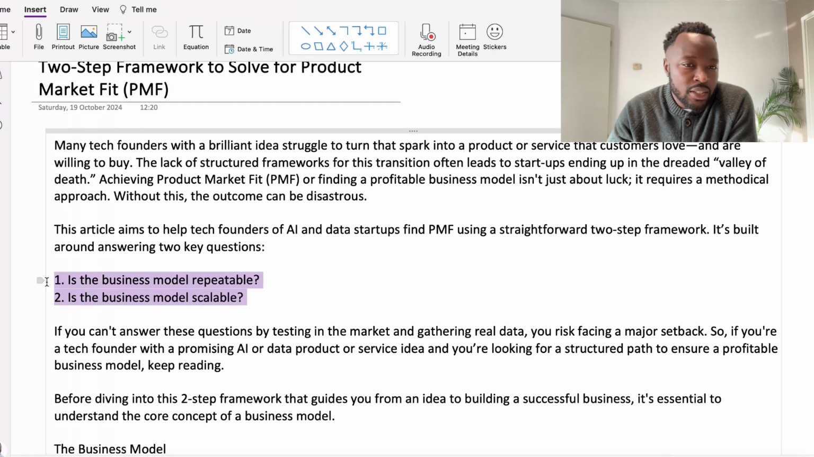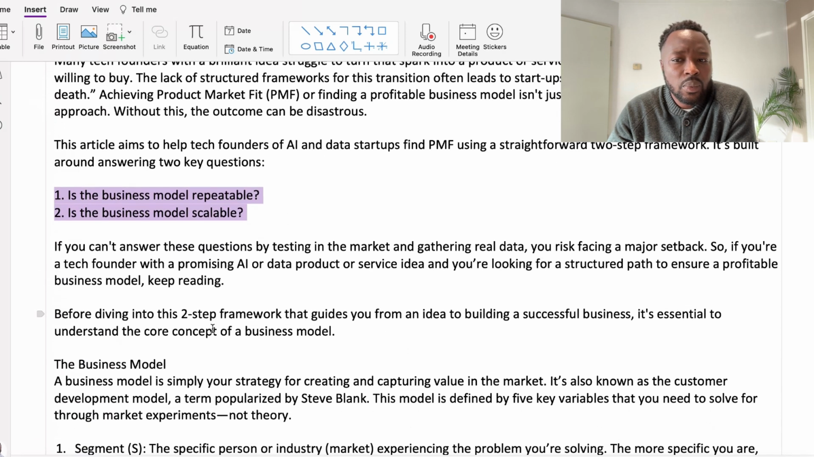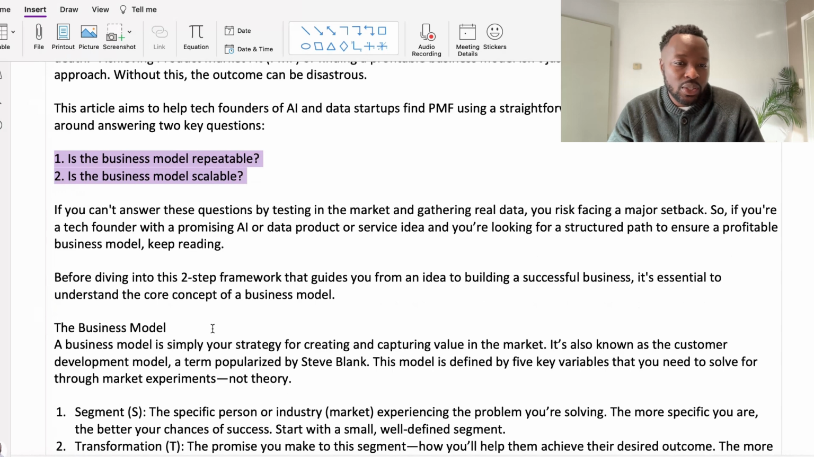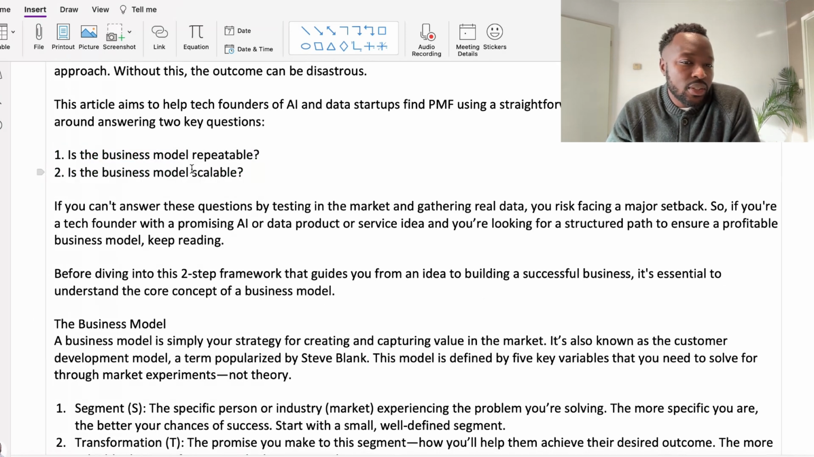At the core of finding product market fit, your whole goal is to answer these two key questions. Question number one, is the business model repeatable? And question number two, is the business model scalable? If you fail to answer these questions and forcefully move to scale your business, there is one obvious end result: catastrophe. To be able to answer these questions clearly, you must understand what a business model is.